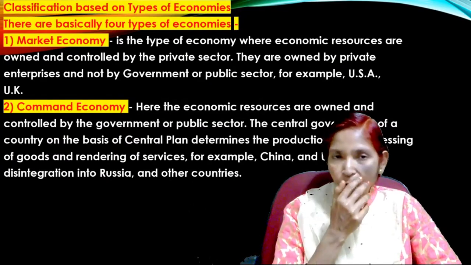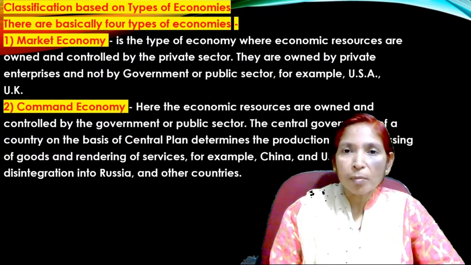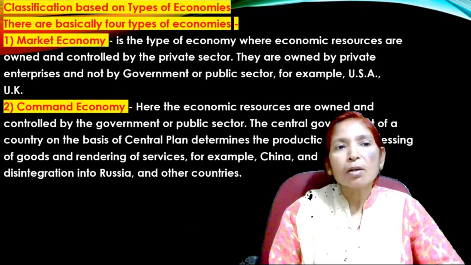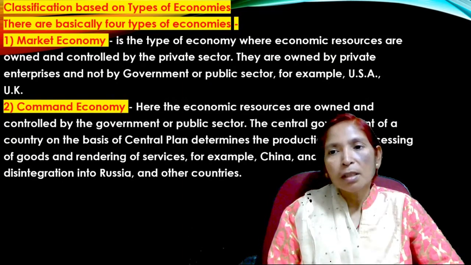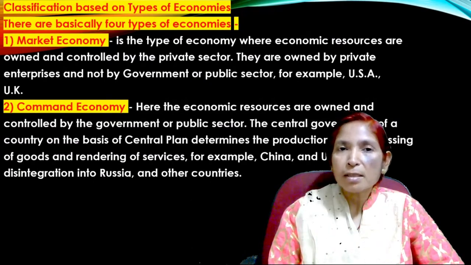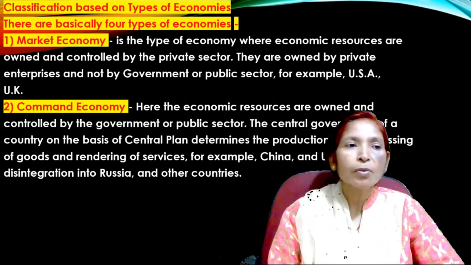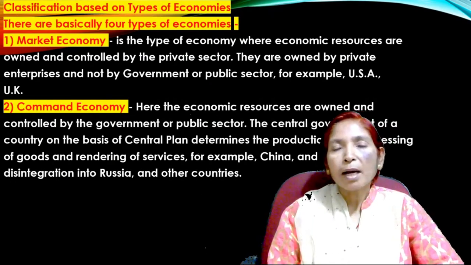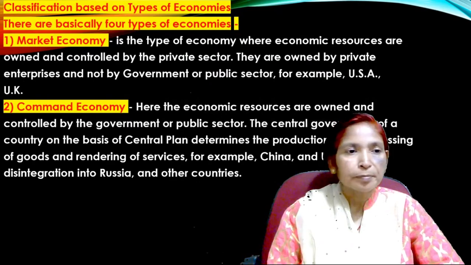Economies are generally of four types. One is market economy. You know that market economy is also known as capitalist economy, where economic resources are owned and controlled by the private sector or private entrepreneurs. They are owned by private enterprises, not by the government or public sector. For example, USA and UK are market economies or capitalist economies.